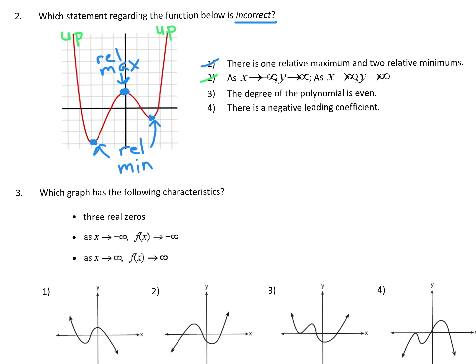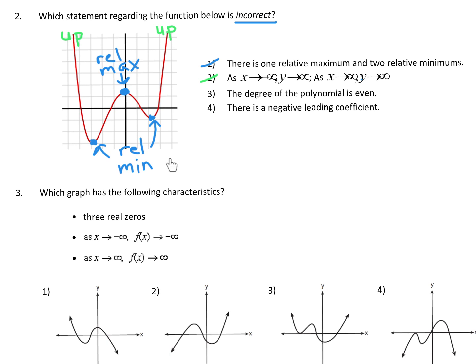Okay, as far as choice 3, the degree of the polynomial is even. So an even function opens in the same direction on the left and right. So if we look on the left, see how this is up and this is up? Since they both say up, it's opening in the same direction, that would be even. Also, if they both said down, like if it said down and down, that would also be even.